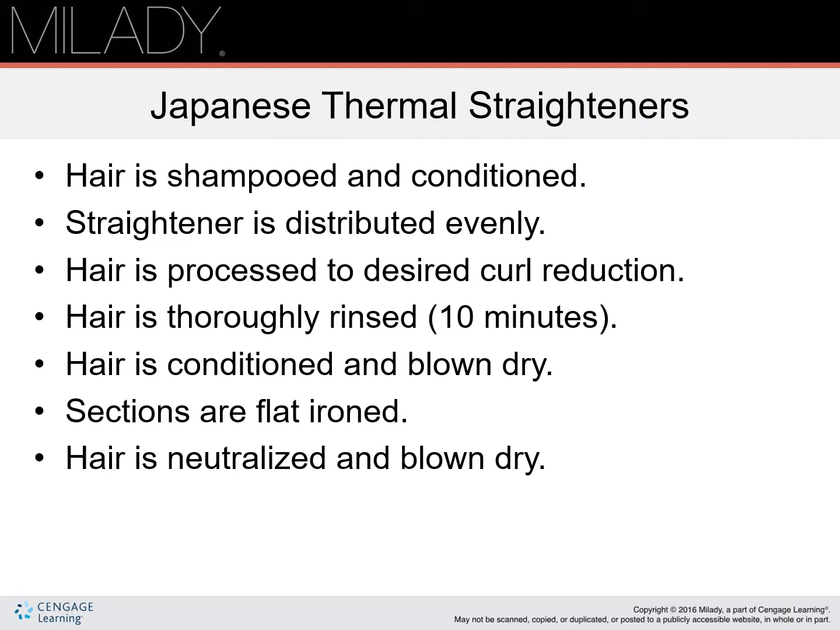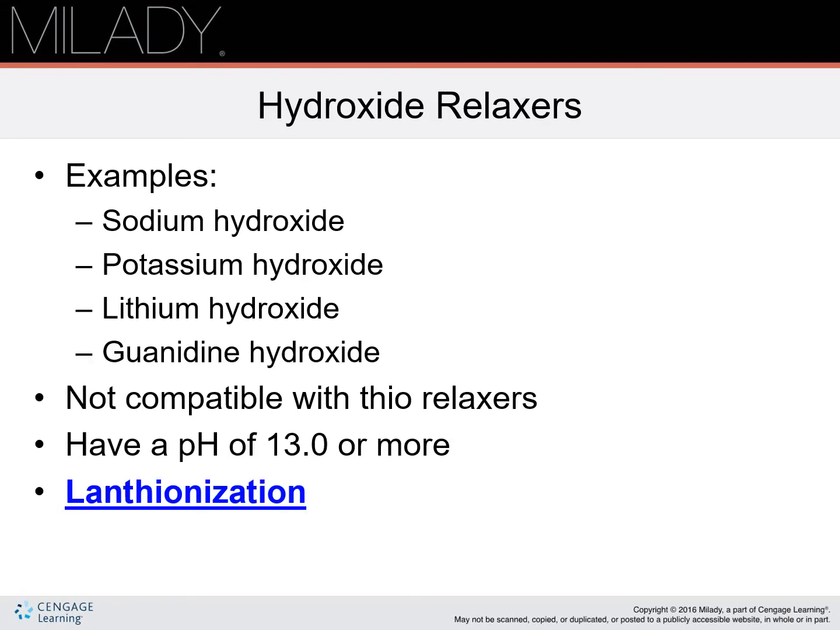Hair is then thoroughly rinsed for about 10 minutes. Hair is conditioned and blown dry. Each section is then flat ironed. This involves several passes of the iron. Hair is then neutralized and blown dry. The service of a Japanese thermal straightener can take several hours, and it is not always appropriate for extremely curly hair or some color-treated hair.